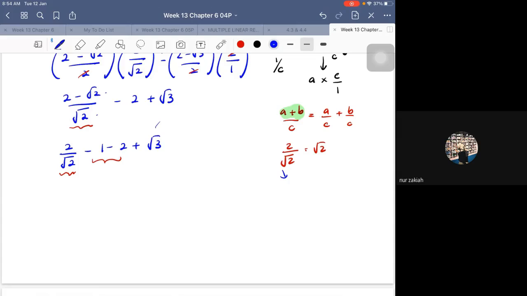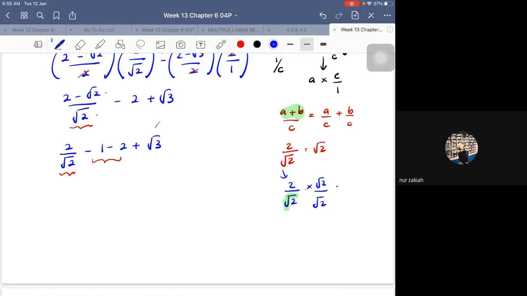So 2 per square root 2. So what I'm going to do is, I akan darabkan dia. Sebab ni I nak hilangkan square root dekat bawah ni. So I'm going to multiply atas bawah. I akan darabkan dia dengan square root 2. So atas kita darab dengan square root 2.